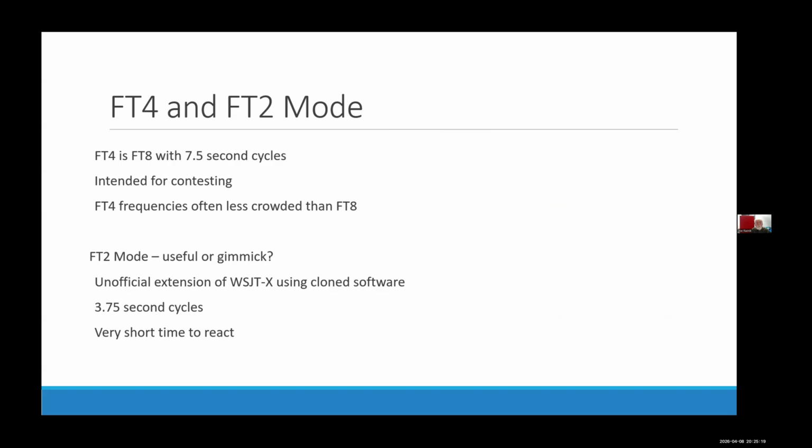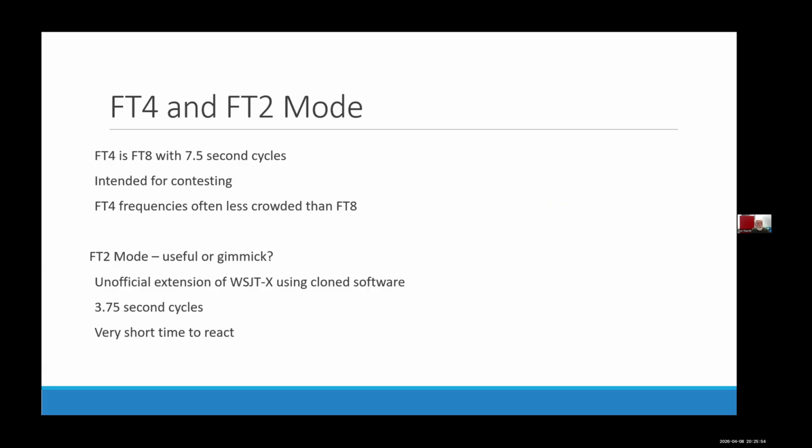There's also FT4 mode, which is twice as fast as FT8. So you've got 7.5 seconds for a message cycle. It was designed for contesting so that it takes less time to complete a QSO, but you'll also find that often the FT4 frequencies are less busy than the FT8 frequencies. So say it's the middle of the afternoon and 20 meters is chock full of FT8 signals. Go over to FT4, you'll have an easier time making QSOs, although you have to react a little bit faster.